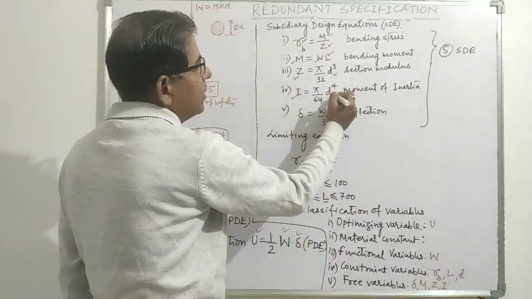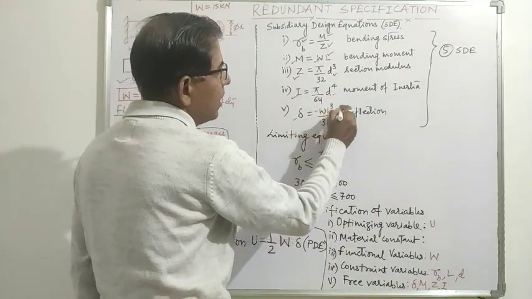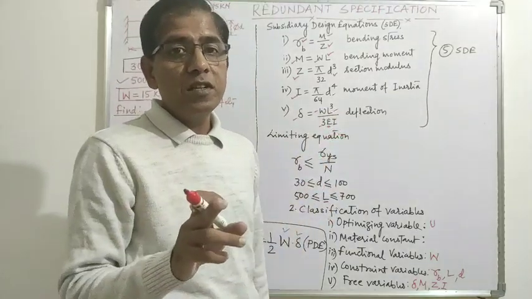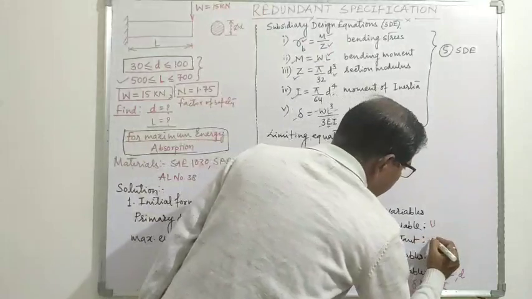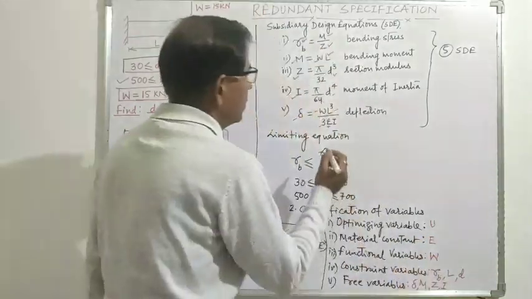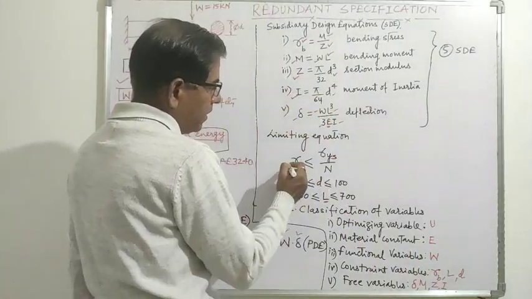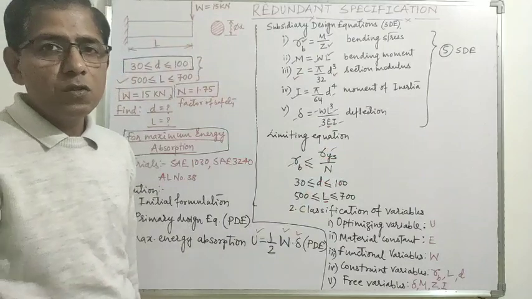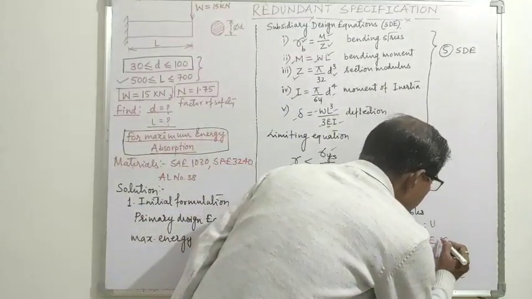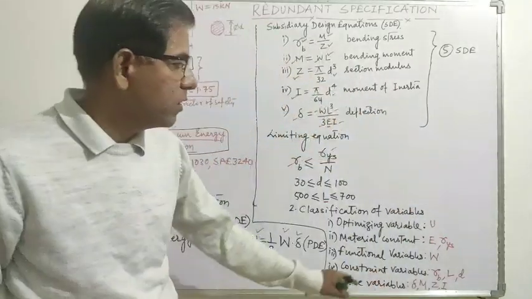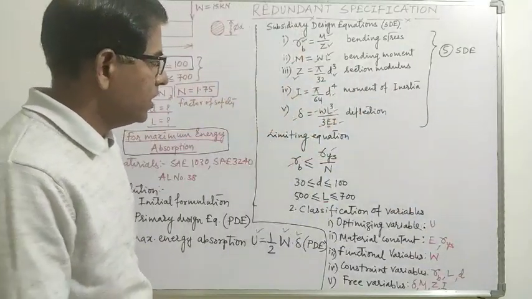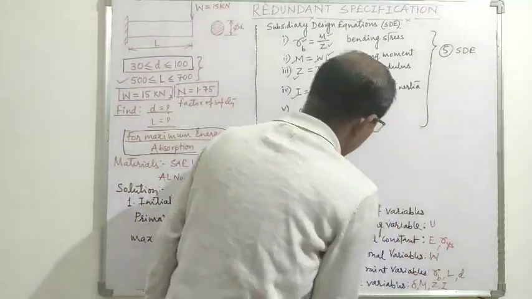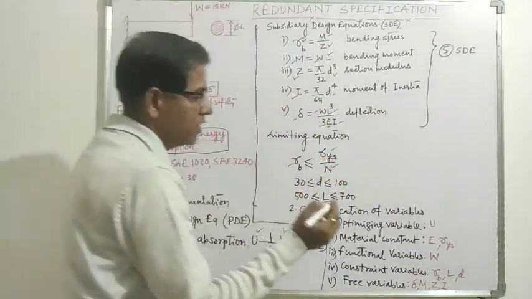I is done, D is done, delta is done, W is done, L is done, then 3E. E is Young's modulus, that means it is a material constant. E and I are done. Then the yield strength of a material is a material constant, so sigma ys is a material constant and will go into this category. And n is a functional variable, because the value of n is given in the problem.